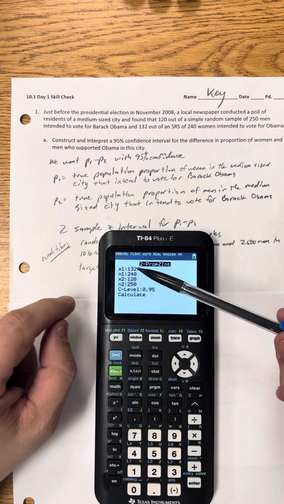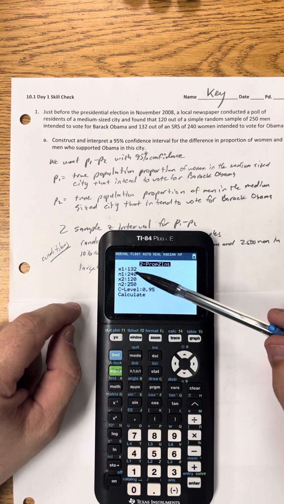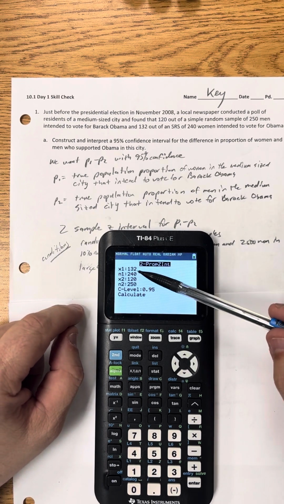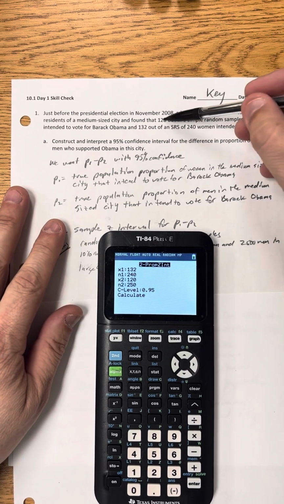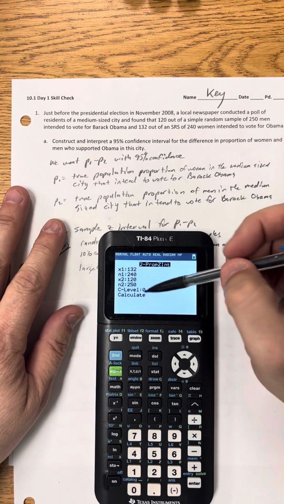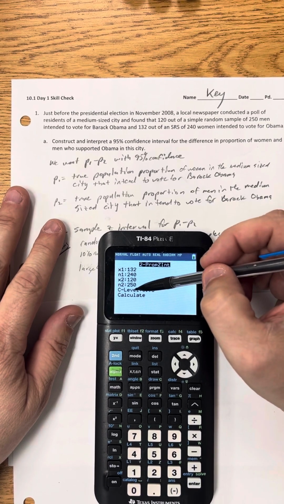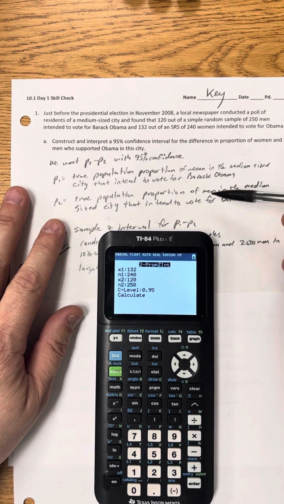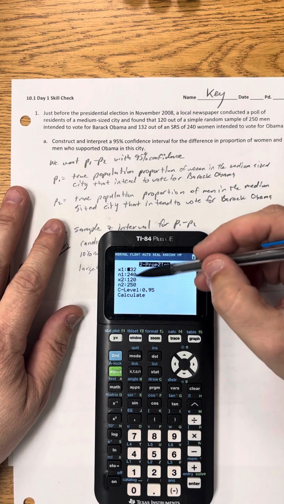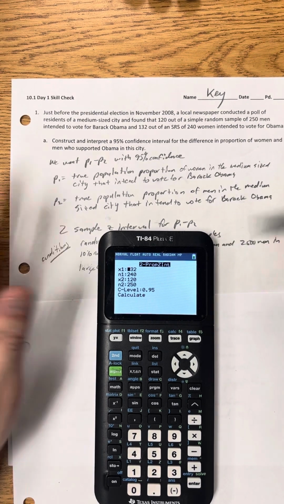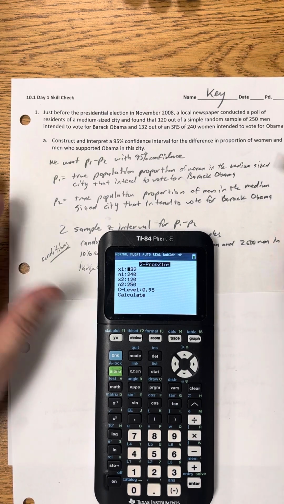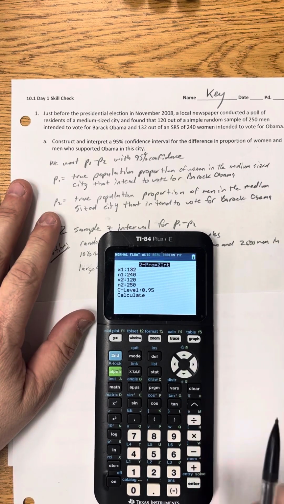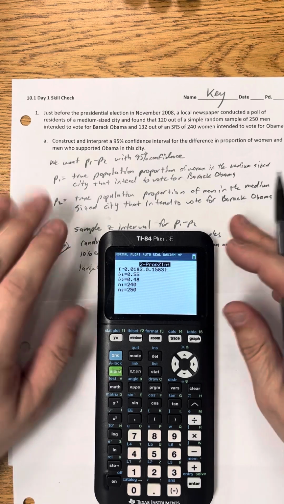Now, I will say this. I did ladies minus men. I need to get the ladies in there first. So it said 120 out of 250, but I put the 120 out of 250 second. Now, if you did men minus women, then these two would be switched around. Again, it doesn't matter which one you pick. It's that you're consistent all the way through the problem. So anyway, I hit enter, and there's my confidence interval.